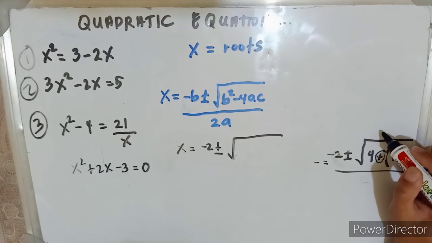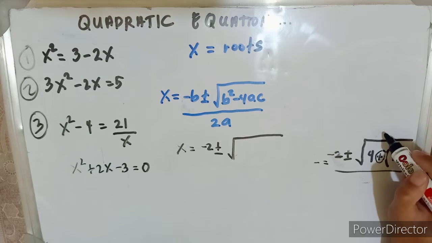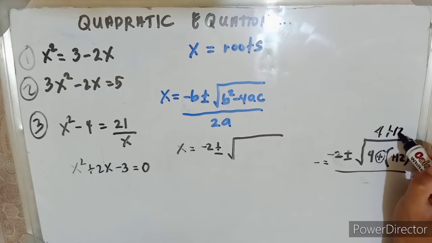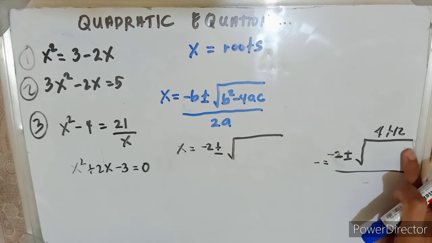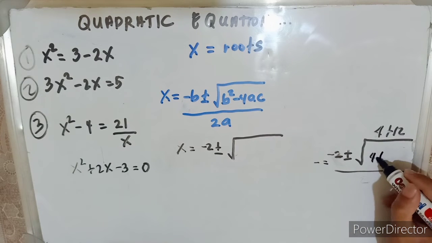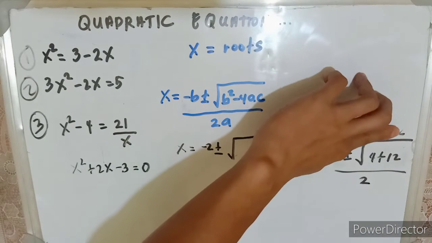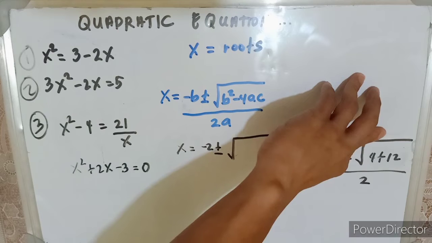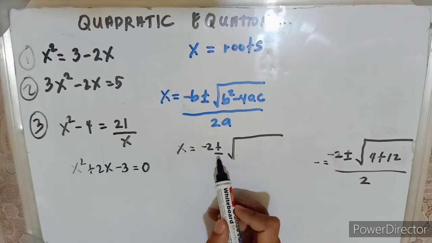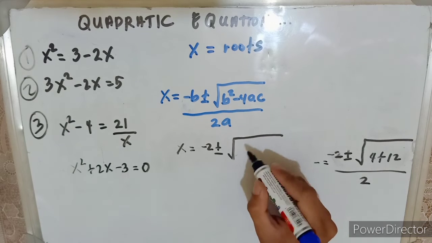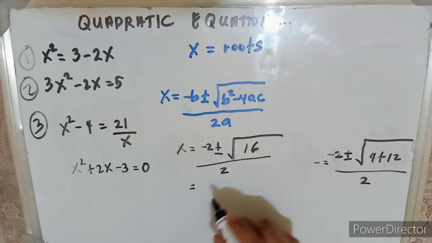Tama? So, magiging 4 plus 12. Tanggalin natin ito guys, para hindi siya nakakalito. So 4 plus 12 all over 2. Malinaw ba guys? Pasensya na kung medyo malabo. So negative 2 plus or minus, 4 plus 12 is equal to 16. So 16 divided by 2. What is the square root of 16?